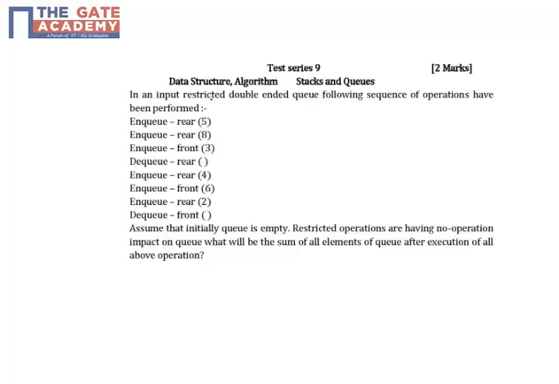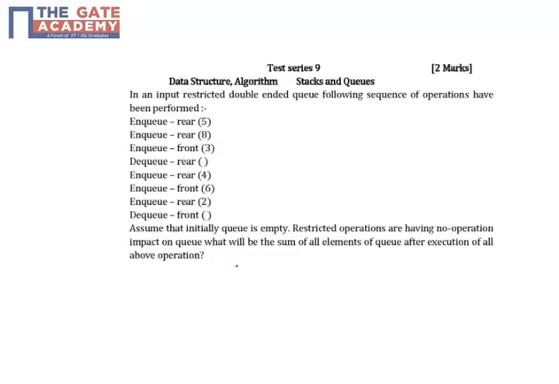Now they have given some sequence of operations and they have asked what will be the sum of all the elements of the queue. One more thing they have given is, if there is a restricted operation, then that particular restricted operation will not have any impact on the queue.